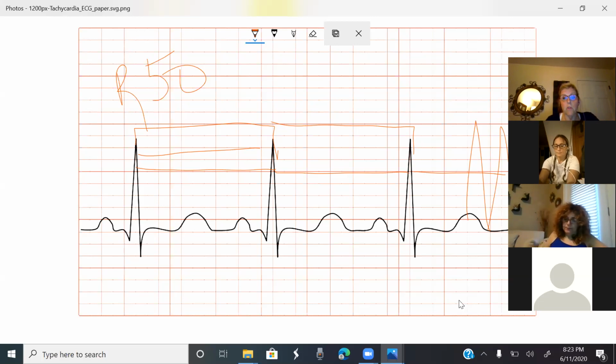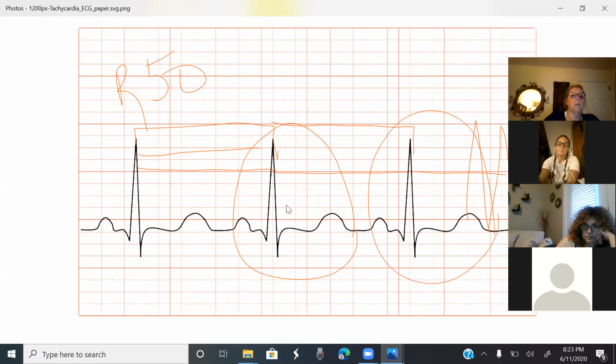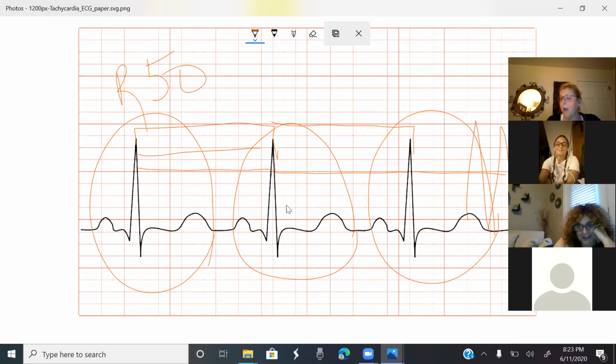Okay. So what is the next thing we're going to ask ourselves? P wave. Right. So I'm going to examine one of these complexes. Do y'all agree that that's one? And here's one. And here's one. So let's just pick this one here in the middle. Somebody tell me what the P wave looks like. It's like the hump. It's rounded. It's round, positive deflection.